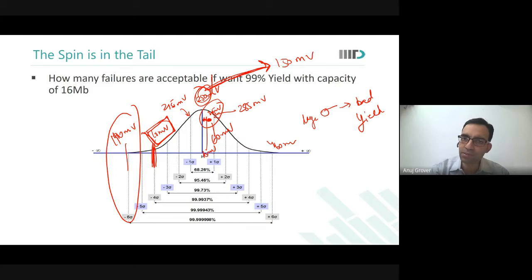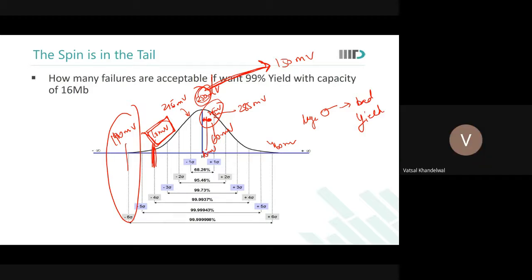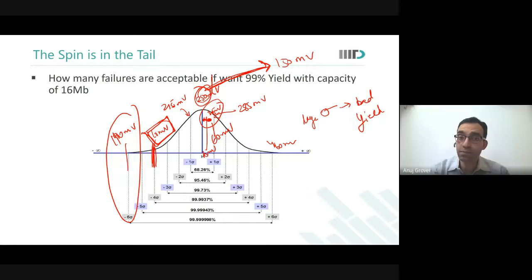Are you able to see this? So that means 5 sigma and 6 sigma will not qualify, no? Yeah. Yield will degrade.